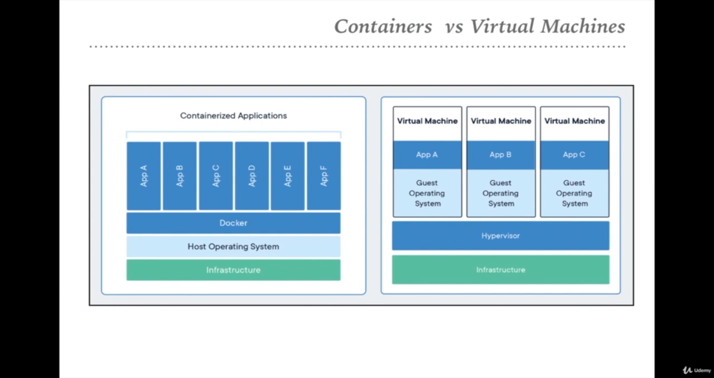So Docker always executes as a layer on top of the operating system, right? And on that Docker, we can run multiple containers. So you can see app A, app B, app C, app D, app E, and app F, all are containerized applications which are running on Docker.